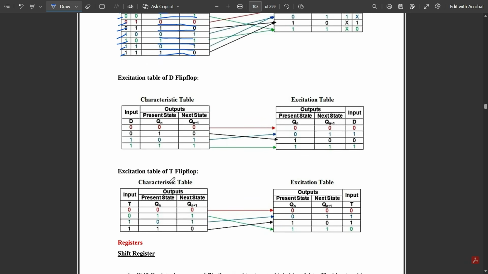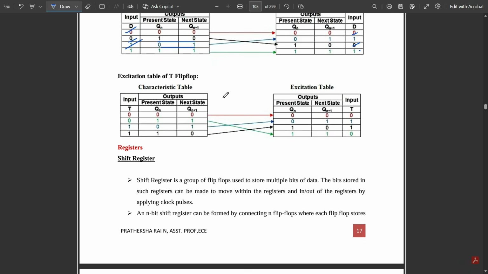Similarly for D flip flop and T flip flop, write the characteristic table and the excitation table. First, for 0 0, the input is 0, so mention it here as 0. Next for 0 1, the input is 1. For 1 0, the input is 0, and for 1 1 the input is 1. Like this the excitation table is built for the D flip flop.